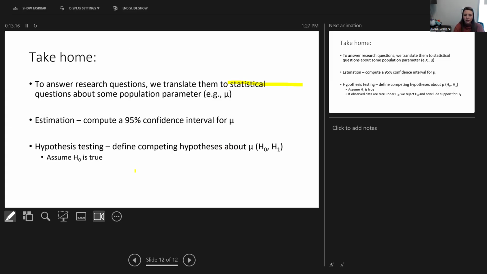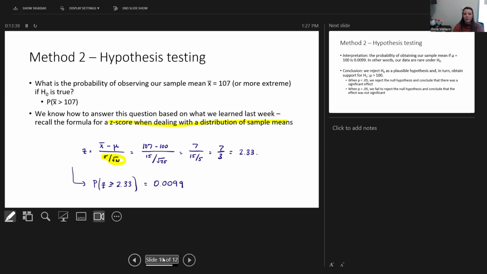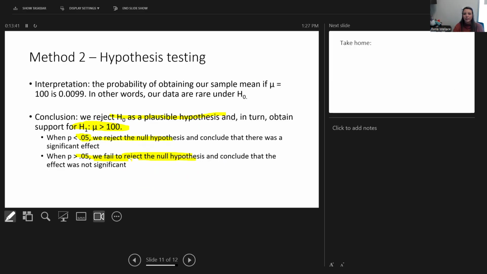We always assume that the null hypothesis is true. And if the observed data are rare under the null hypothesis, which was 0.05, yes, so if it was less than 0.05, we can reject the null and then we can conclude support for the alternative. Otherwise, it would be failing to reject the null.